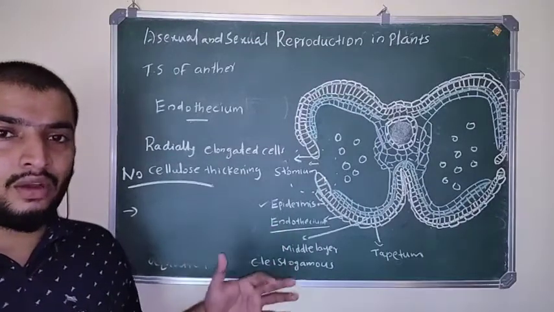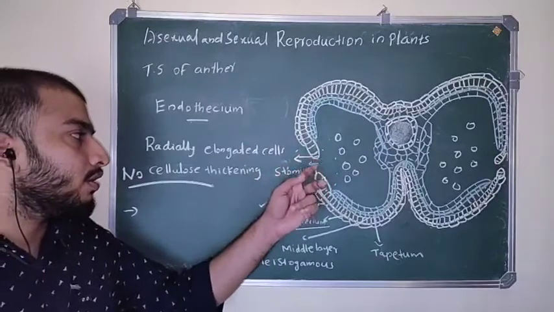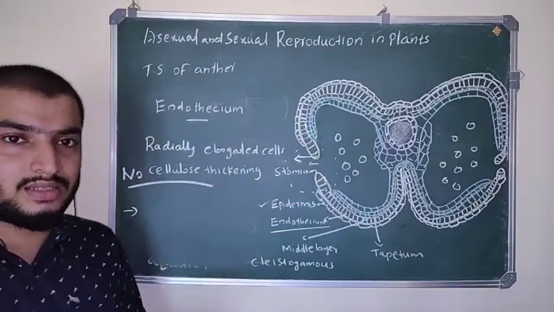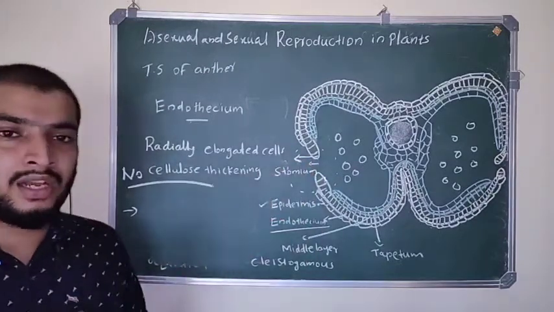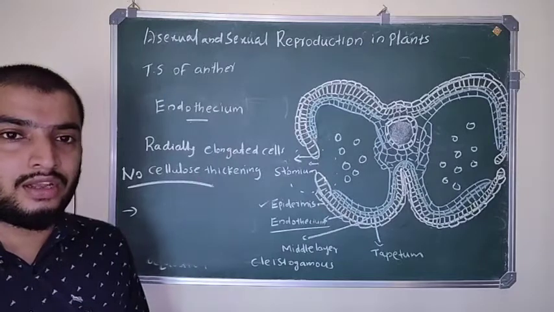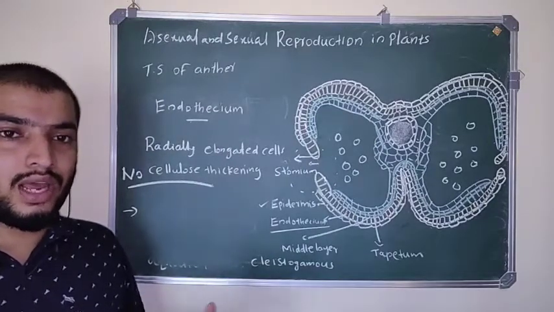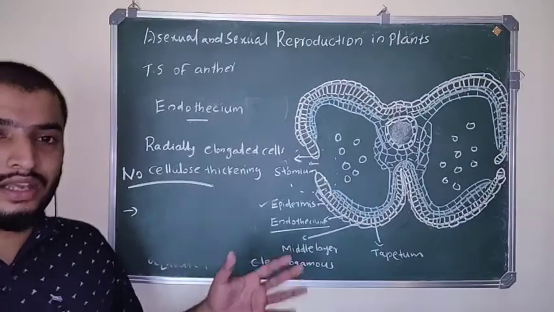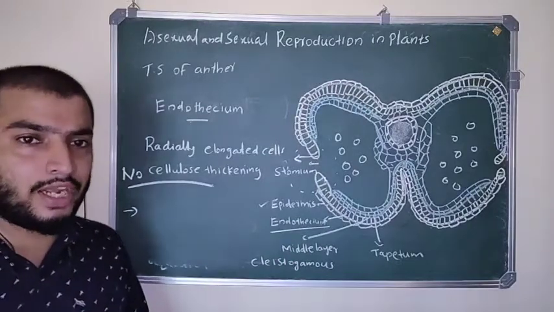Okay, the anther breaks open and pollen grains are released. Because of this nature of endothecium cells, because they are already hygroscopic and at the stomium region they have no cellulose thickening, it helps the anther to break or dehisce at the time of maturity, so they can easily release pollen grains. So these are the main points about endothecium.